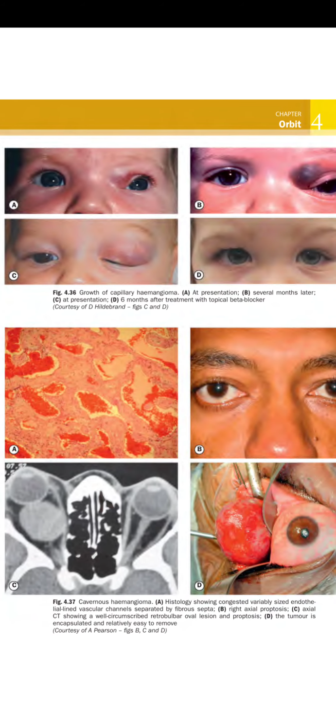And cavernous hemangioma histopathology shows congested, variable sized endothelial lined vascular channels separated by fibrous septa. B shows the right axial proptosis. C shows the axial CT scan showing a well circumscribed retrobulbar oval lesion and proptosis, and D shows the tumor is encapsulated and relatively easy to remove.